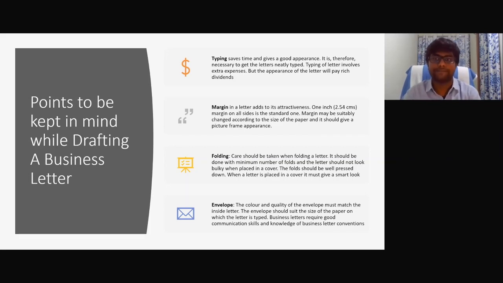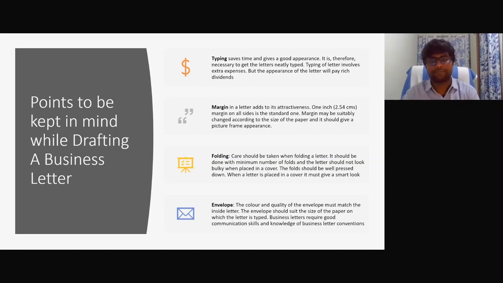Next is folding. We should take care that there are minimum foldings of the business letter, and we should not fold it in a bulky manner so that it doesn't fit into an envelope, but we have to press the paper properly and perfectly.